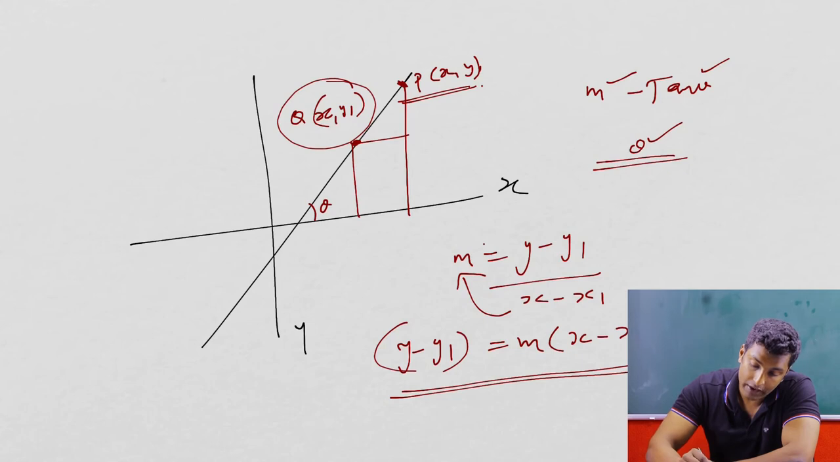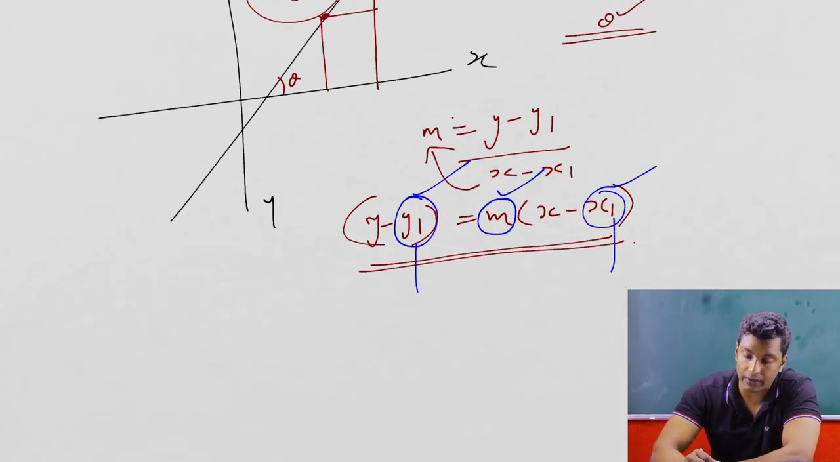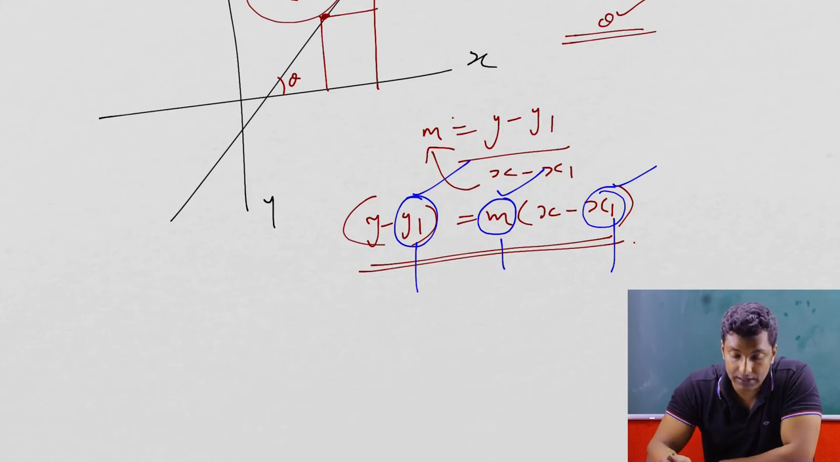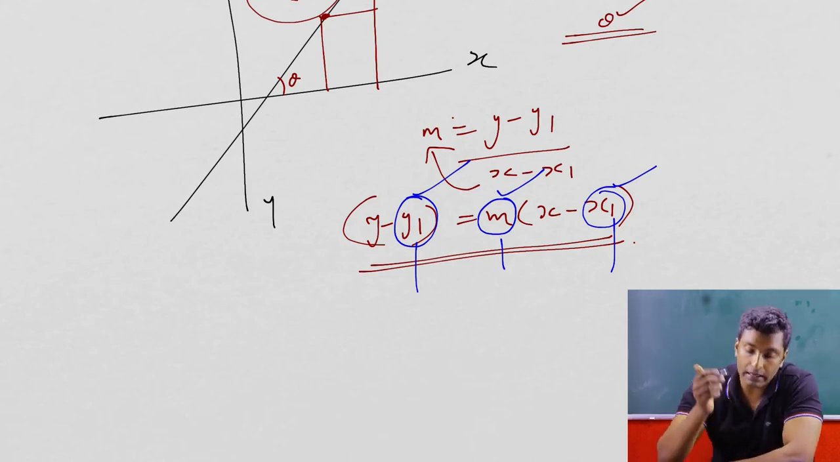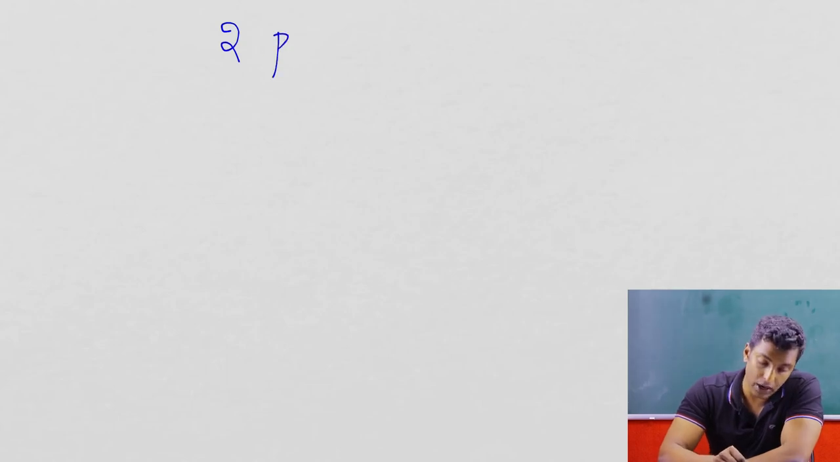So if you are given m, this is known to you. You are given a point, that means y1 and x1 are known to you. You can get the equation. Just substitute y1, x1 and m, you will get the equation of the straight line, and this is what we call the point-slope form. So the point-slope form you can get once you know the slope and once you know the point. One point is enough. Now next we will move on to the 2-point form. Point-slope form is completed, so now the 2-point form.